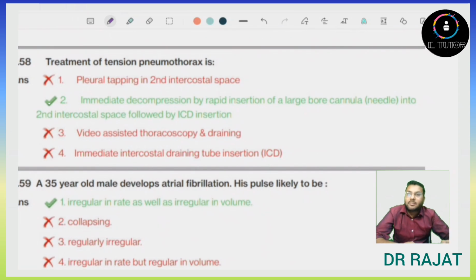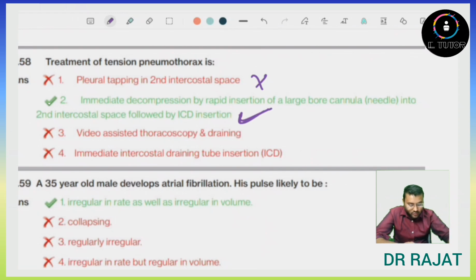Next question is, treatment of tension pneumothorax is pleural tapping in second intercostal space. No. Immediate decompression by the rapid insertion of the large bore cannula needle into the second intercostal space, followed by the ICD insertion. So this is true.